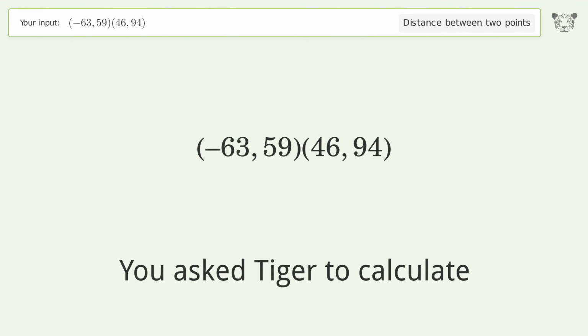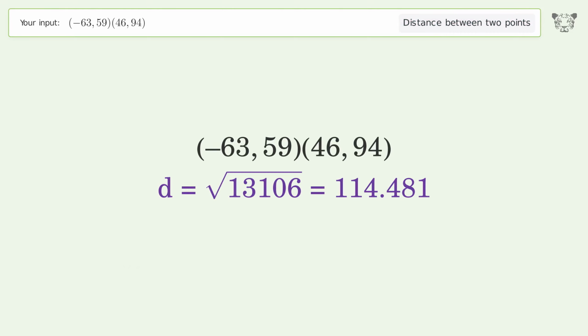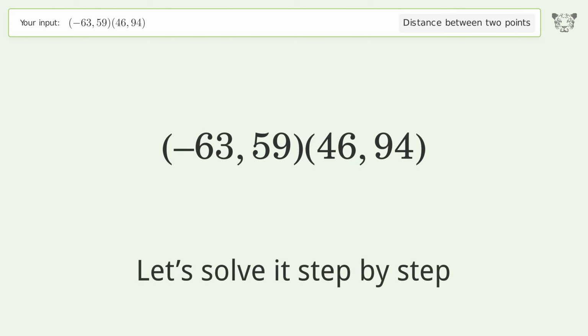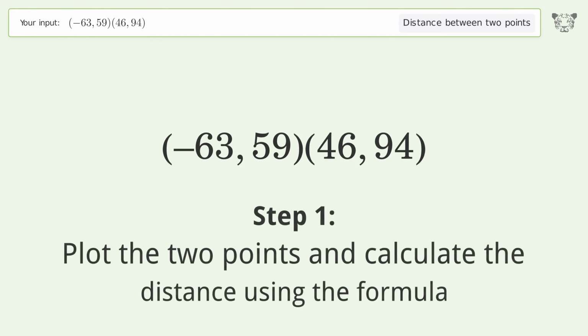You ask Tiger to calculate. This deals with the distance between 2 points. The distance between the 2 points is the square root of 13,106, or 114.481. Let's solve it step by step. Plot the 2 points and calculate the distance using the formula.